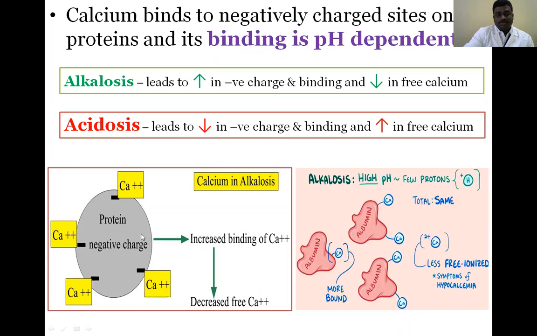In acidosis, proteins do not have more negative charge. They have a positive charge. More hydrogen ions are present on the protein. That means there is no free space for negative ionic charge to bind calcium ions to the protein. So in that condition, free calcium ions are increased. When free calcium ions are increased, that condition is called hypercalcemia. So the conclusion is that calcium binding capacity to the protein depends completely on the pH concentration.